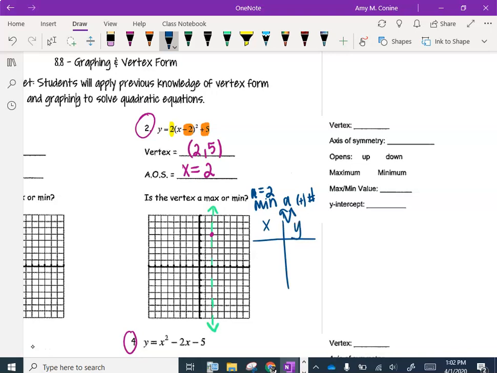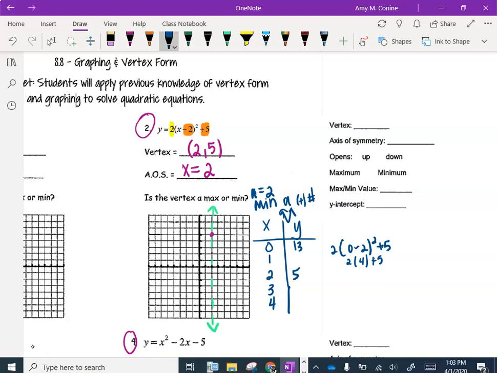So if I'm using my axis of symmetry to help me, I'm going to use 0, 1, 2, 3, and 4. I'm using my 5 points. So if I plug in 0 to my vertex form, 2 times 0 minus 2 whole thing squared plus 5. Negative 2 squared is positive 4. So I should get 8 plus 5, which is 13. And then I'm going to do the same thing for the rest of them. Okay, and it should be symmetrical.